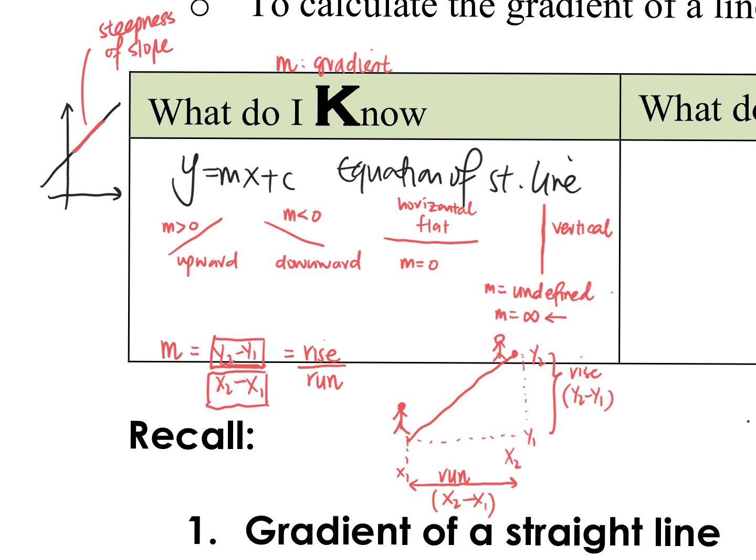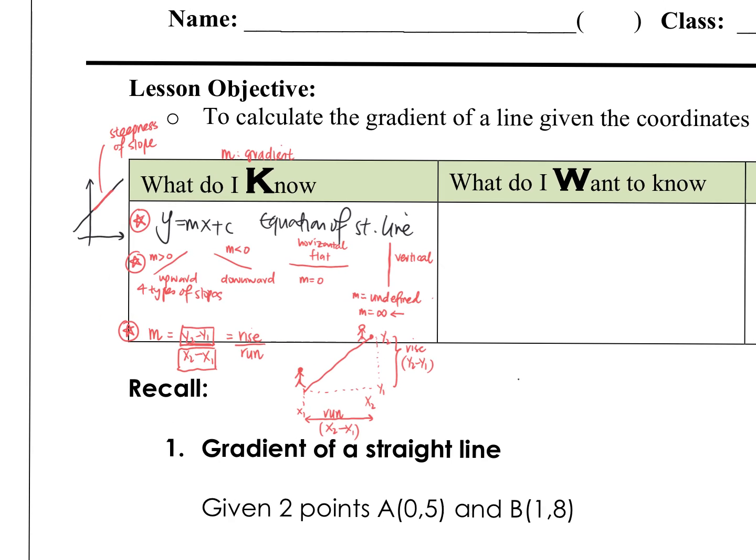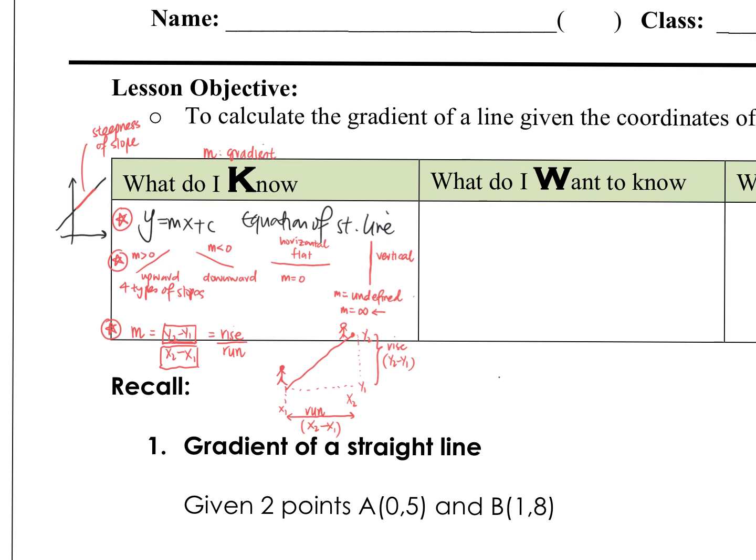So all this you have learned before already. We are just recapping. Okay, so these 3 things. Number 1, number 2, 4 types of slopes. And last one, the formula for gradient. All of it you have learned. So what is it that you want to learn more? Everything.